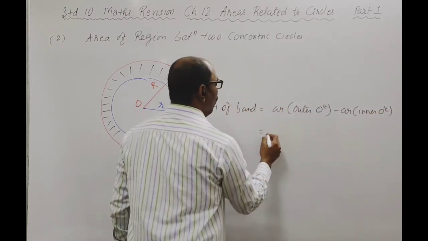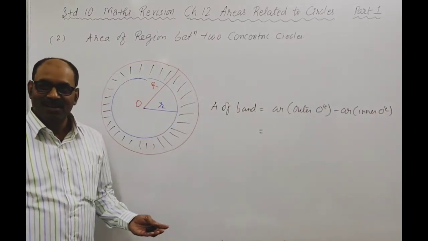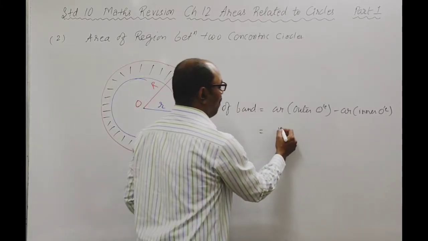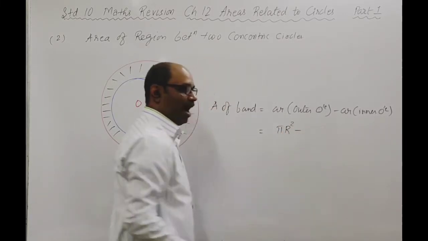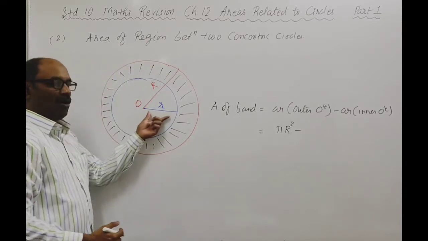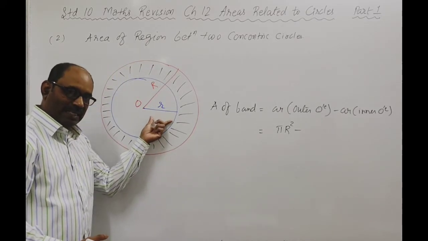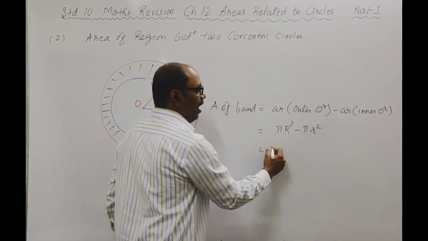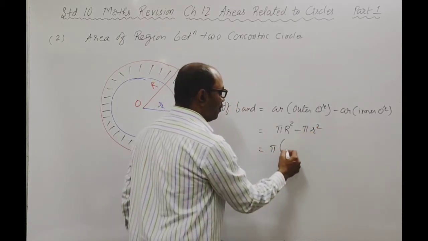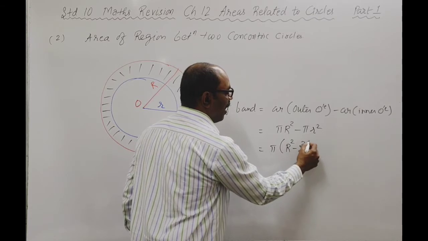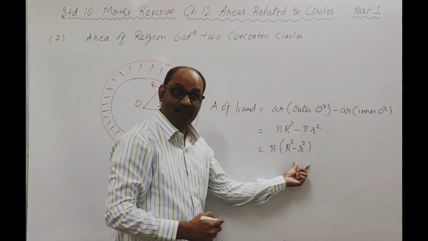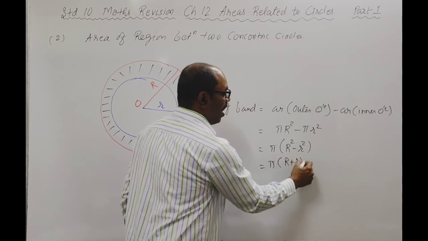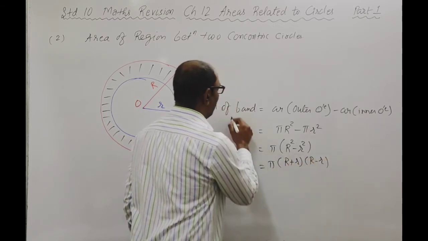What is the area of a circle? Pi r square. For the outer circle it is capital R, so I'll write pi capital R square, minus the area of the inner circle, which has radius small r, so pi small r square. If you want, you can take pi common, so in the bracket you will have R square minus r square. Take further factors: pi into (R plus r) into (R minus r).